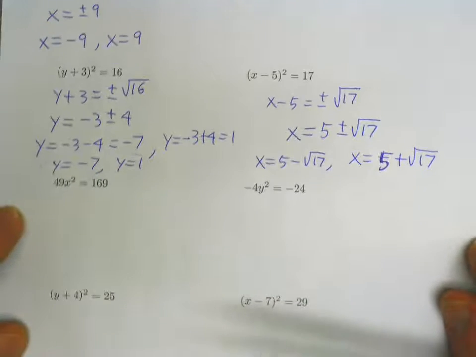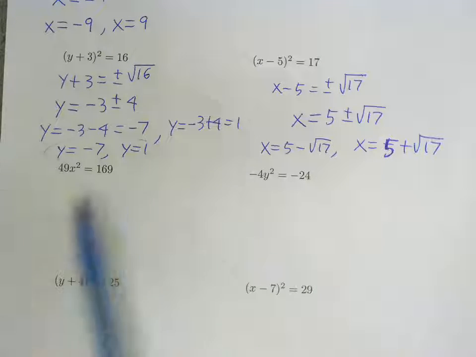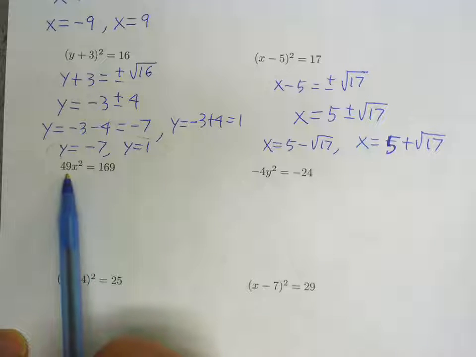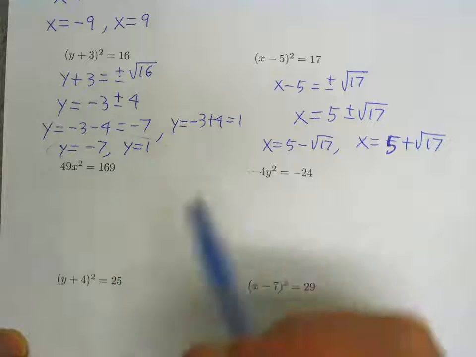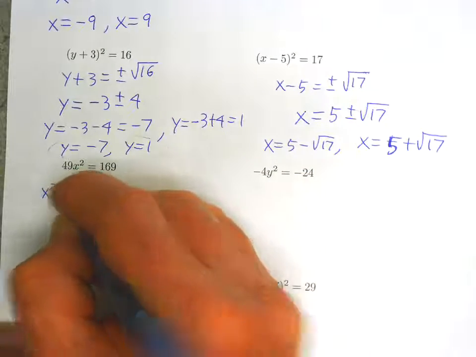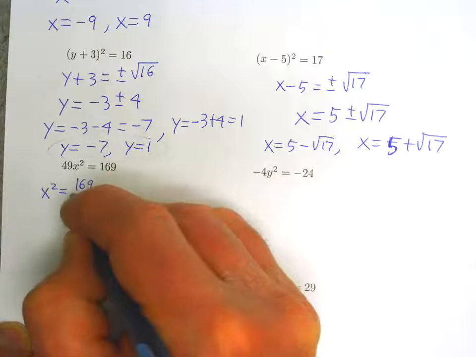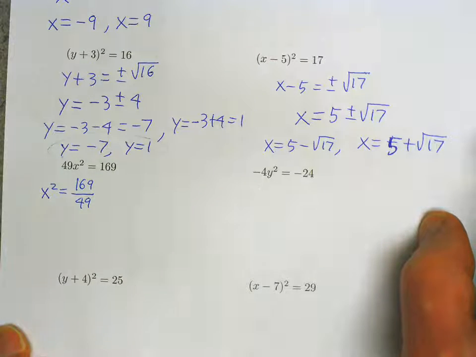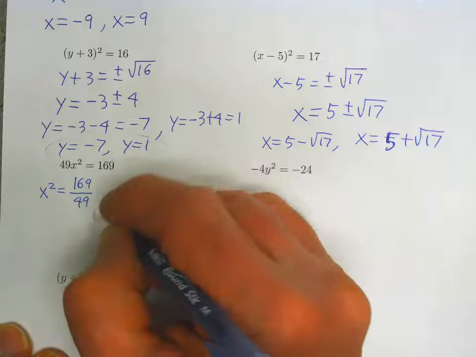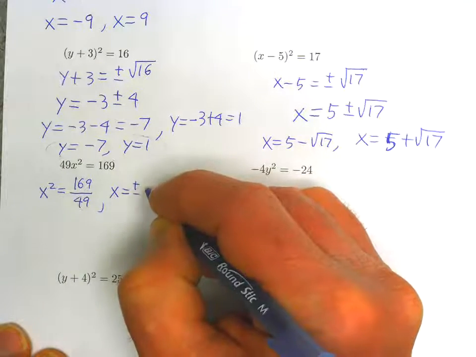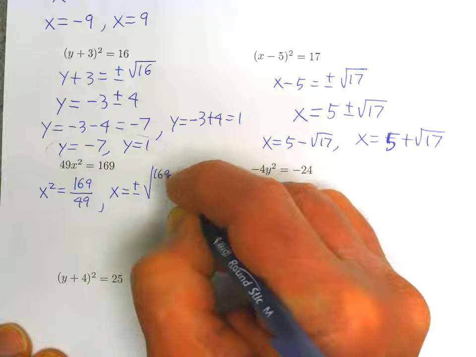Okay, in the next example, 49x squared equals 169. So on this one, I would advise dividing both sides by 49 first. So we get x squared equals 169 divided by 49. And then apply the square root property. And we can write x equals positive and negative square root of 169 over 49.